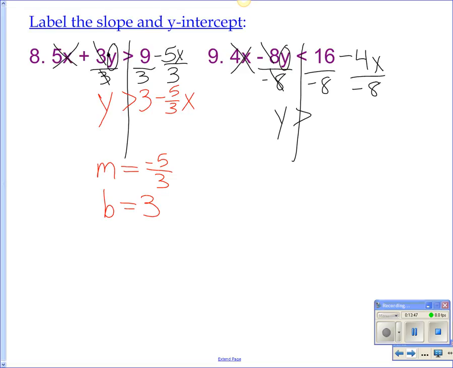16 divided by -8. -2. -4 over -8. Positive or negative? Negative over negative turns into a positive. Okay. Ethan H., what is my m? Just put 1/2. Don't put the x with it. Okay. And Ethan G., what's b?